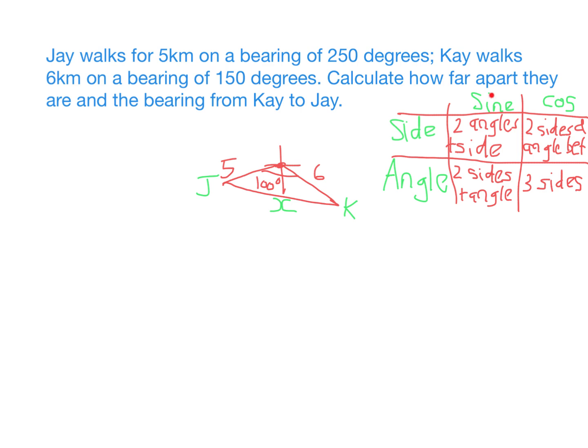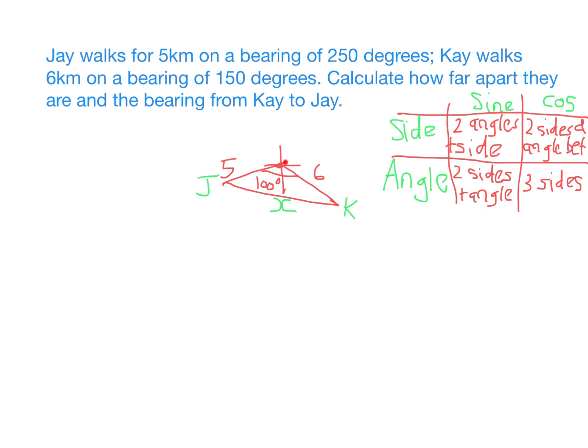So you can use the sine rule to find a side when you're given two angles and a side. You use the cosine rule to find a side when you're given two sides and the angle between, is what this means. You can use the sine rule to find an angle if you're given two sides and an angle; you do need a pair, a side-angle pair. Note there's an ambiguous case here. And you can use the cosine rule to find an angle when you're given all three sides.